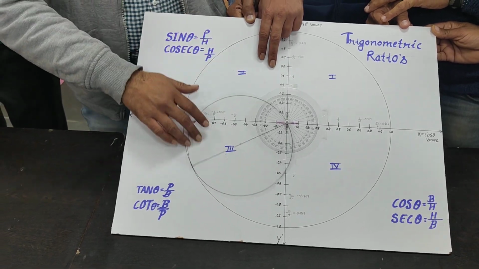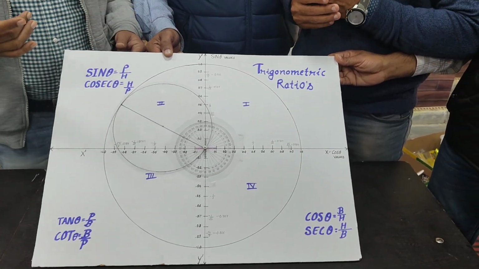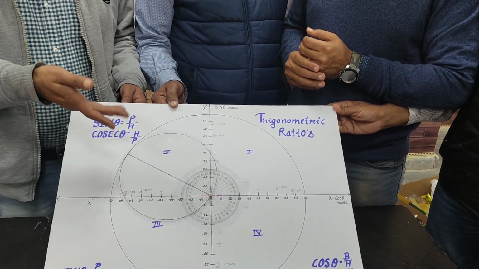And so on, we can find the values of any trigonometric functions, especially sine theta and cos theta, at any angle in all the quadrants.